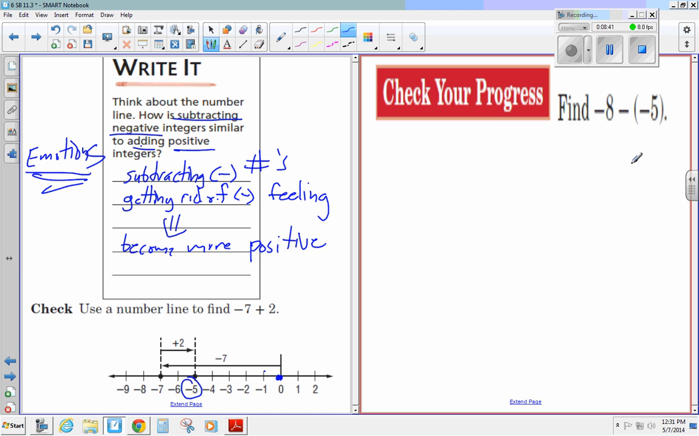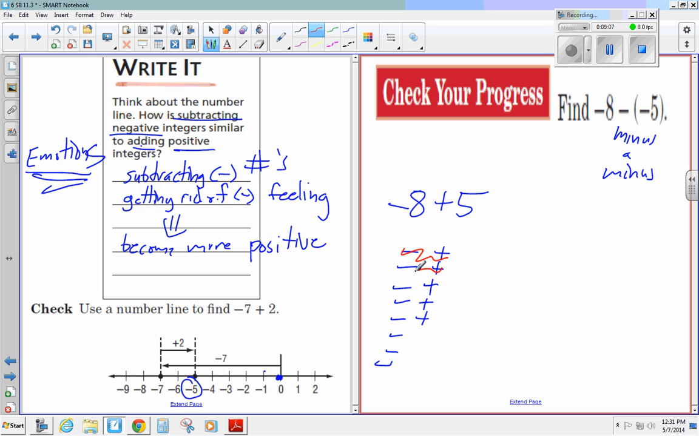All right, so check your progress. For this one, I like minus a minus. That would be -8 plus 5. That tells me 1, 2, 3, 4, 5, 6, 7, 8. 1, 2, 3, 4, 5. Each of a pair cancels out. So what's left is 3 negatives.